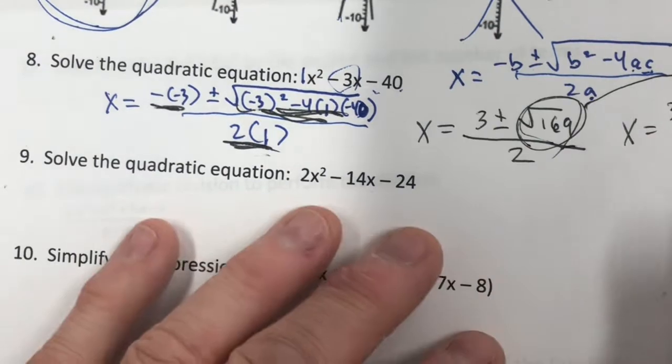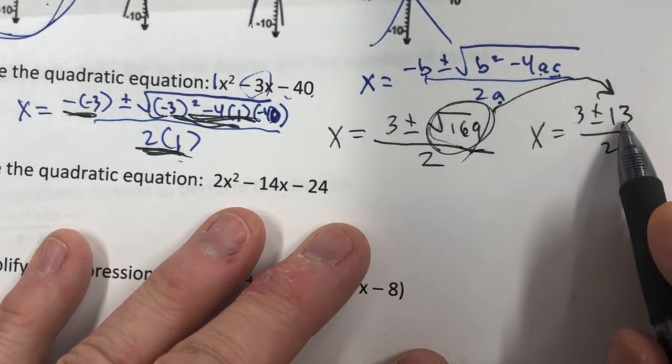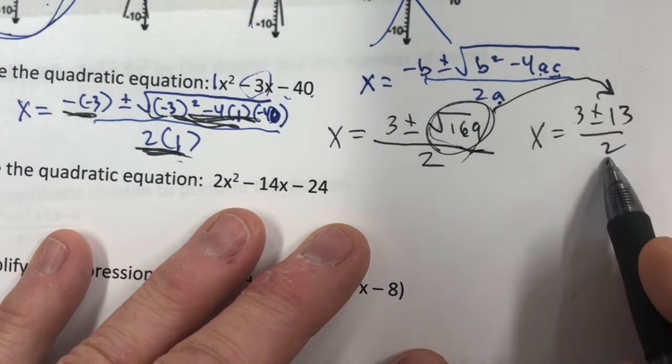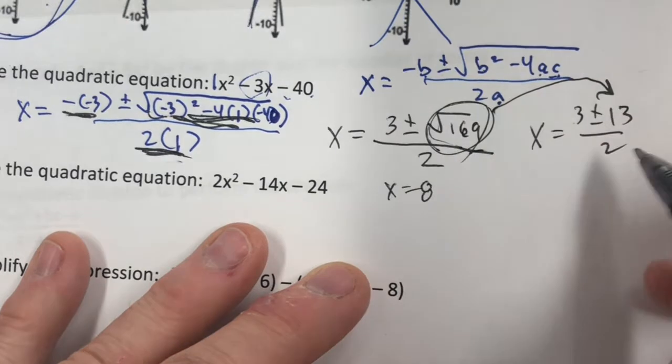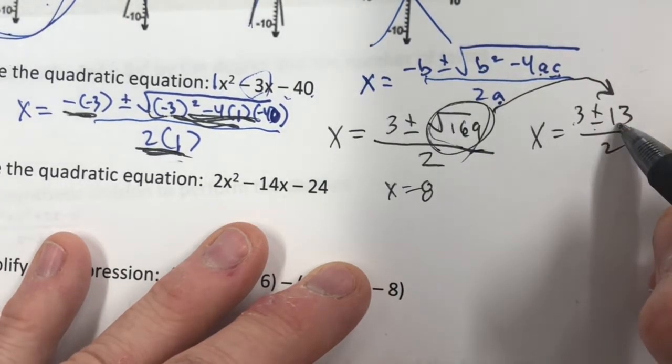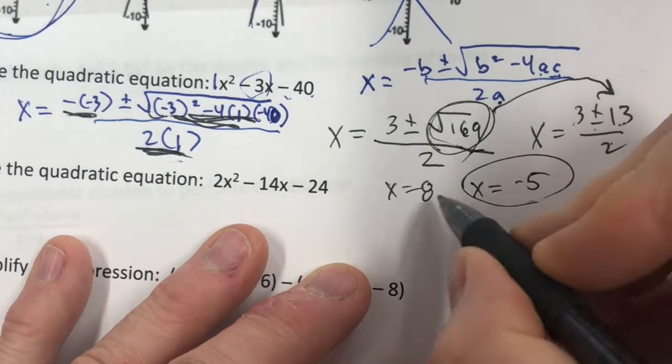And now I've got two answers. I got 3 plus 13, which is 16, divided by 2, which is 8. There's one answer. Then I got 3 minus 13, which is negative 10, and negative 10 divided by 2 is negative 5. And there's my 2 answers right there.